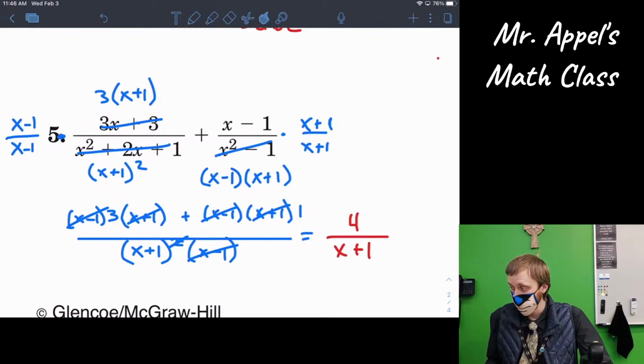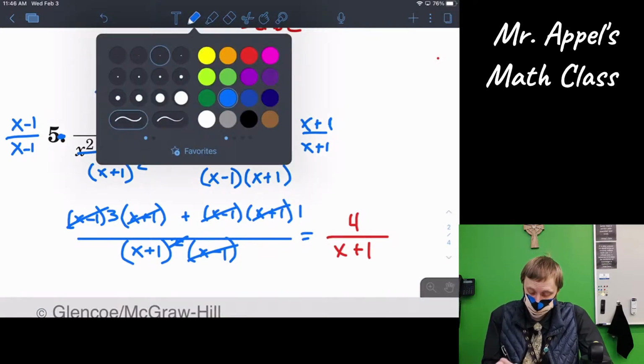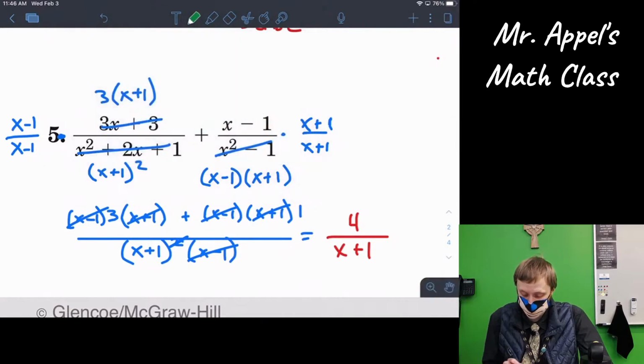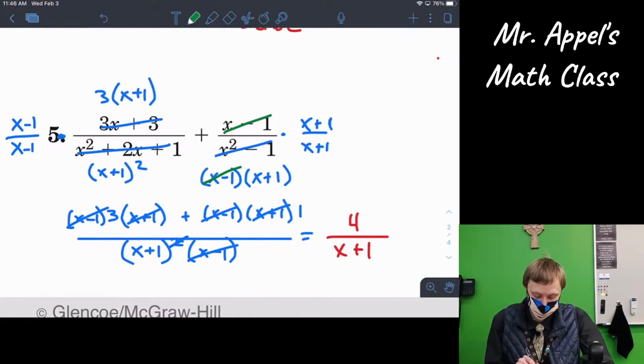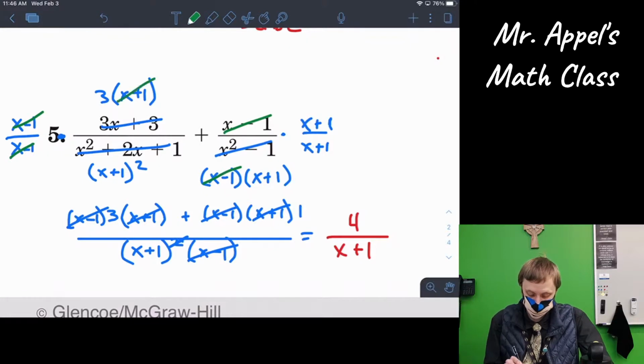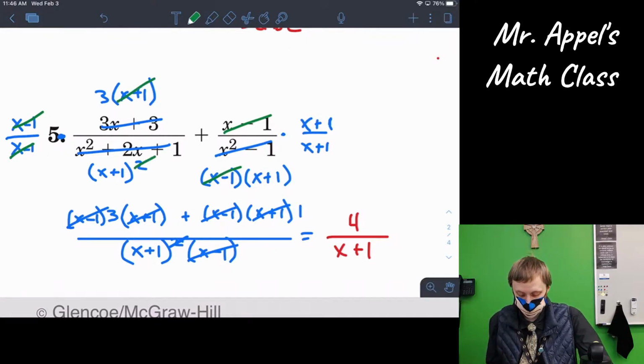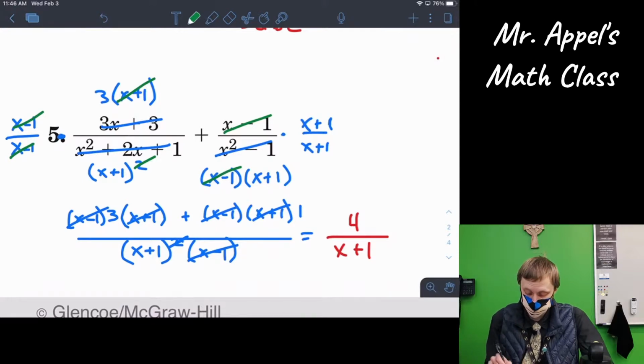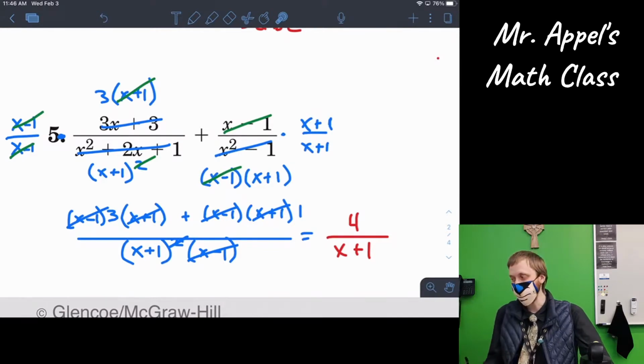Okay. Looking at this, could we have simplified other stuff sooner? Sure, absolutely. It all depends on when you see it, right? We could have said, hey, this doesn't even need the x minus 1. I don't even need to multiply by this on this side. This could have eliminated right here, right? And that would have taken us straight to, they would have had the common denominator from the beginning, okay?